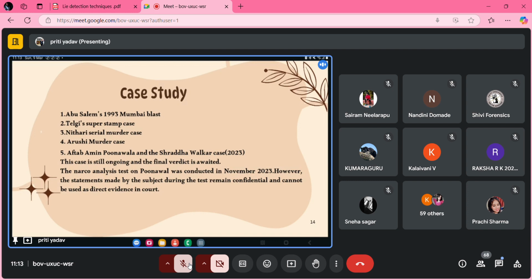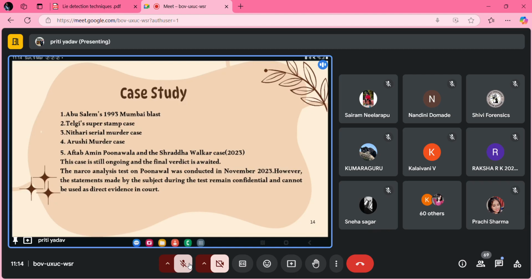Then in the Nithari serial murder case, this case gained national attention due to the horrific nature of the crime. Law enforcement used multiple techniques including narcoanalysis, polygraph, and brain fingerprinting on Surinder Koli. But the convictions were primarily based on witness statements rather than deception detection results. These tests help in investigation, and legal admissibility remains a challenge.